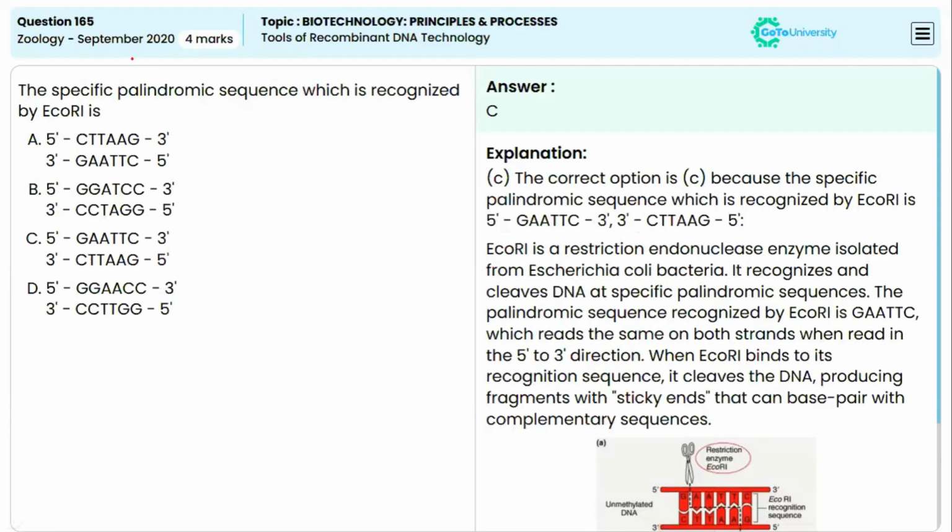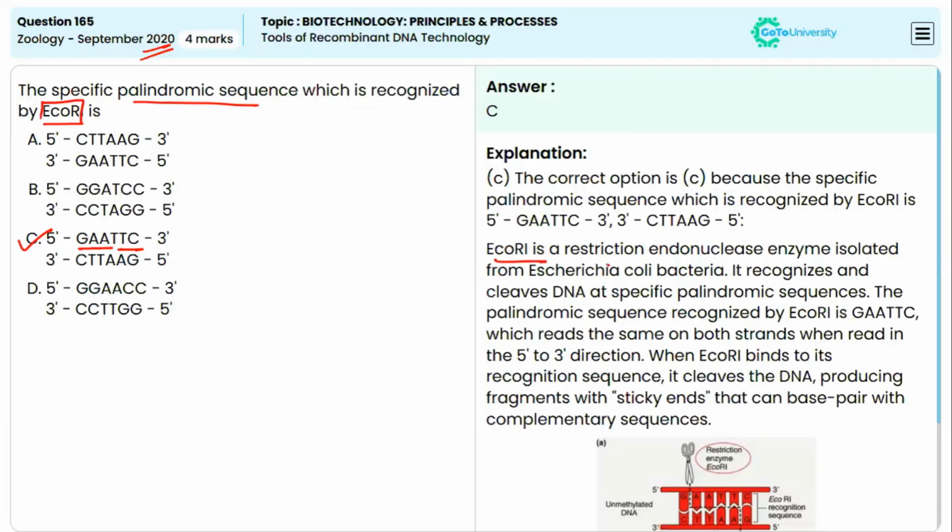Now moving to the next question from September 2020. Here you have to find out the specific palindromic sequence which is recognized by EcoR1. We just learned it, right? GAATTC. So here we have only one correct answer, option C, GAATTC. So the correct answer is option C.